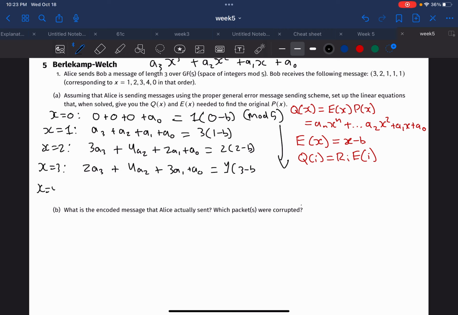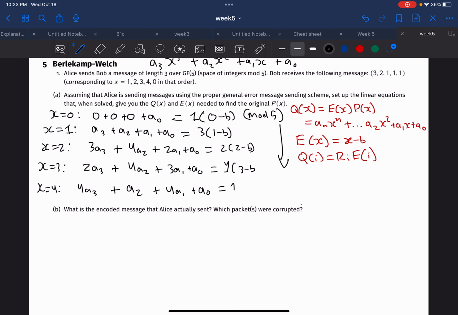And when x is equal to 4, 4 cubed is 64, so 64 mod 5 is just 4, so we have 4a_3 plus 4 squared is 16, 16 mod 5 is 1, so just a_2 plus 4a_1 plus a_0 is equal to, the received message at this point is also 1, so it's 1 times 4 minus b.